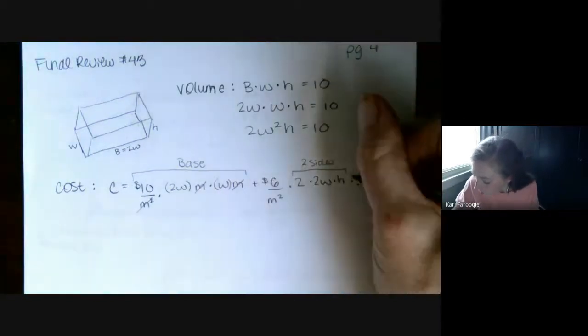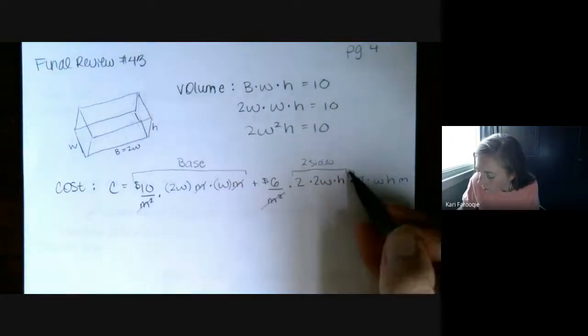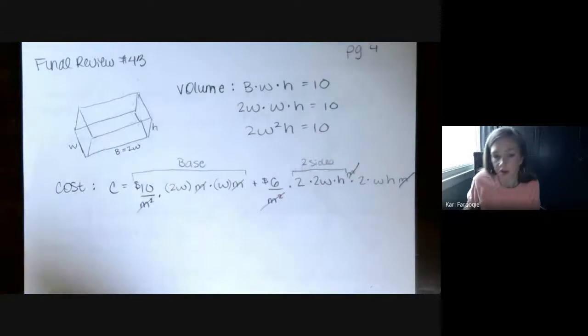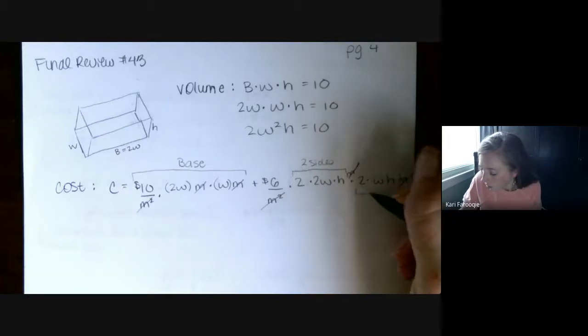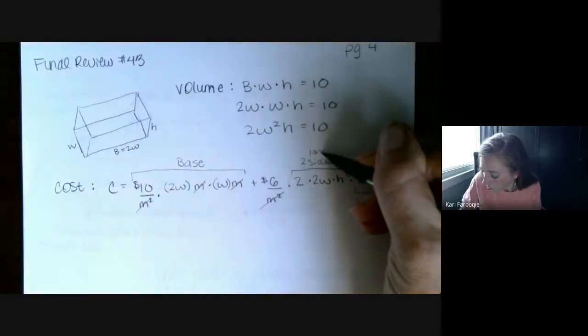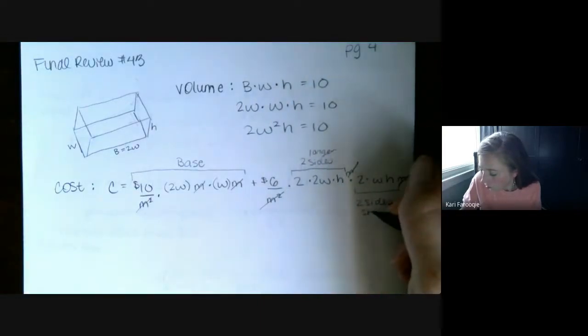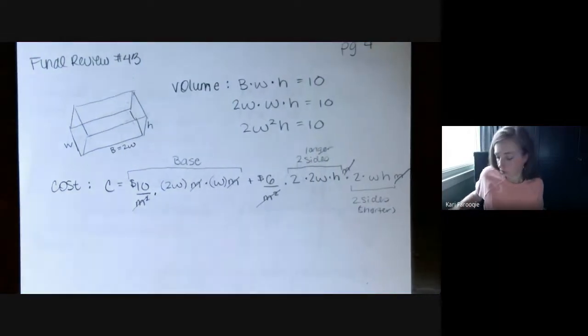And then both of these will be in meters. I know we're just using so many letters, but the meters are going to cancel, and then we can simplify. So this will be 2 sides, and this will be 2 sides. This will be the 2 longer sides, and this will be the 2 shorter sides. And we'll simplify the cost equation.